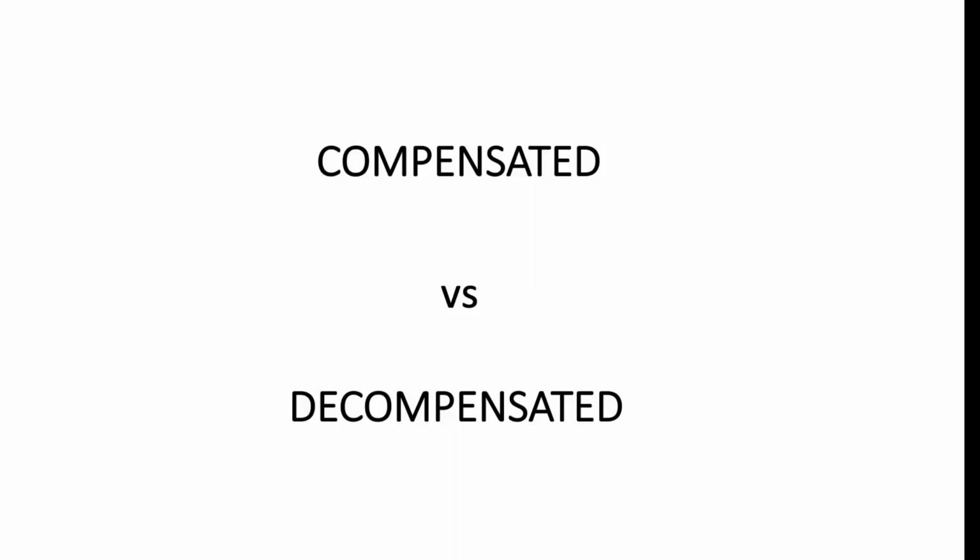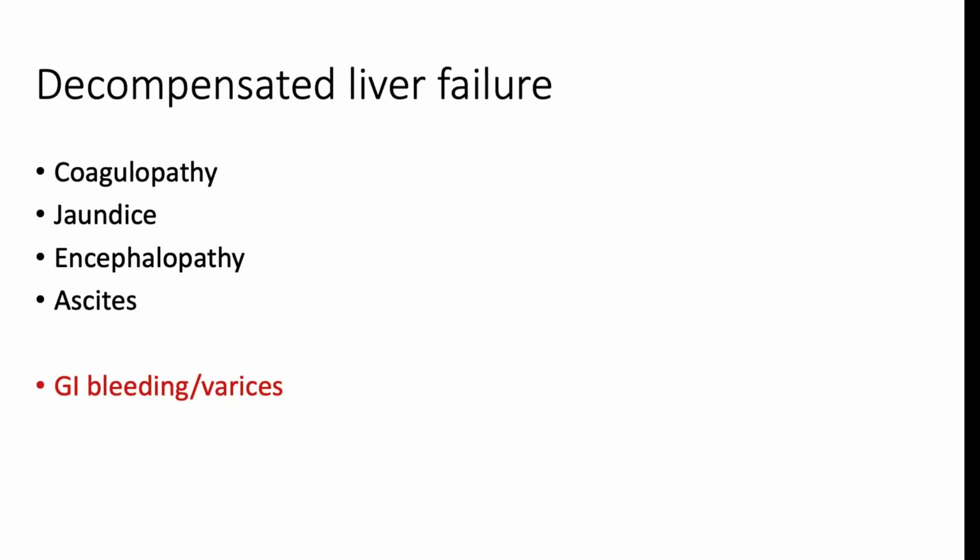So things that can happen, so as before, you can get a coagulopathy due to reduced clotting factor synthesis, jaundice due to impaired breakdown of bilirubin, encephalopathy due to impaired detox of harmful substances, reduced albumin synthesis, and increased portal pressure can cause ascites as well. And then GI bleeding and varices. An increased portal pressure can cause these varices in approximately 90% of patients with cirrhosis will develop gastroesophageal varices over 10 years.